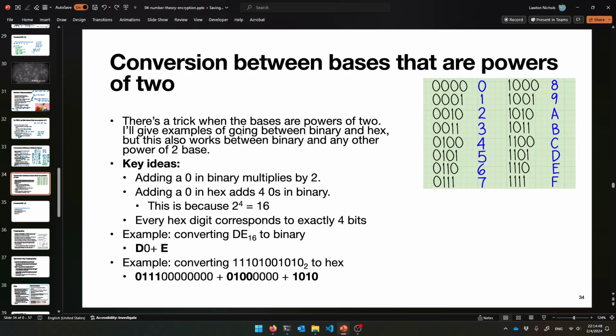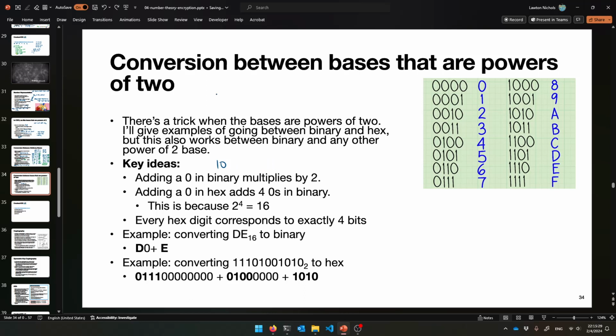I'll give you an example of going between binary and hex, but it also works between binary and any other power of 2 base, like binary and octal, for example. So here is the secret. I'll try and prove to you why every hex digit corresponds to 4 bits. First of all, if you add a 0 to the end of a number in binary, you're multiplying it by 2. Just like in decimal land, when you multiply by the base, 10 by 10, that adds a 0.